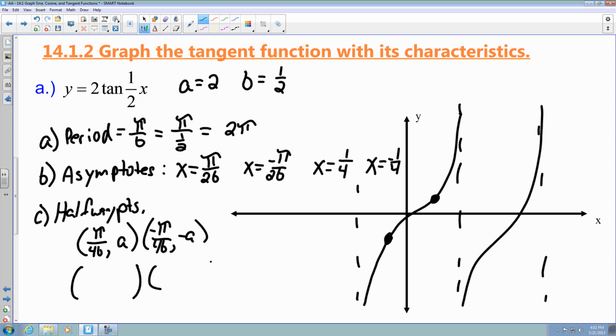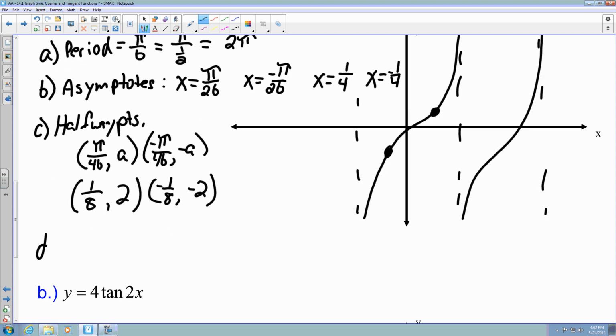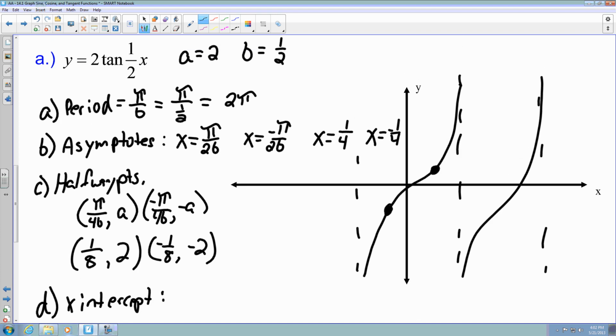So looking at this particular one, where y equals 2 times the tangent of 1/2 x, if I use the coordinates here, it's going to be pi over 4 times 2 pi. Well, the pi's cancel, so it's going to have 1 over 8, comma, a, and a is 2. And then the next one's going to be negative 1/8, comma, negative 2. Last thing I have is d, which is our x-intercept. And in this particular period, it's just one spot, and that is 0, comma, 0.